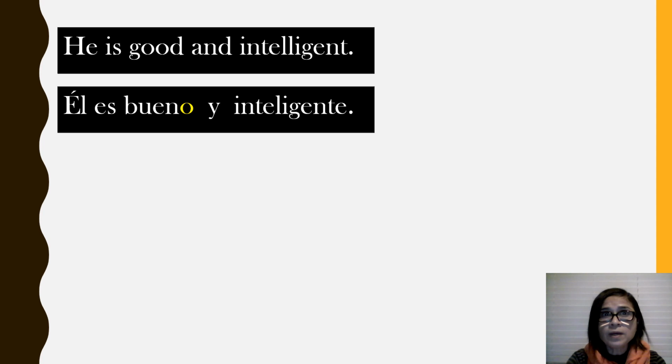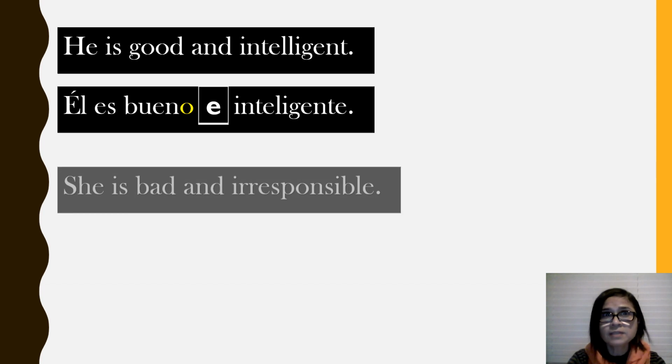Now, when the word that follows the Y, like in this case, starts with I or the sound I, instead of writing Y, we have to use E. And this is because when we read a sentence, that will be easier for us with the pronunciation. So let's read it. Él es bueno e inteligente.